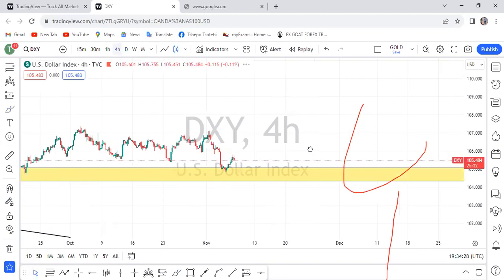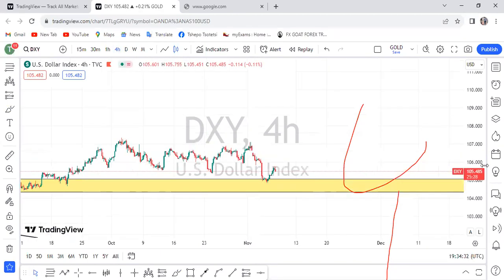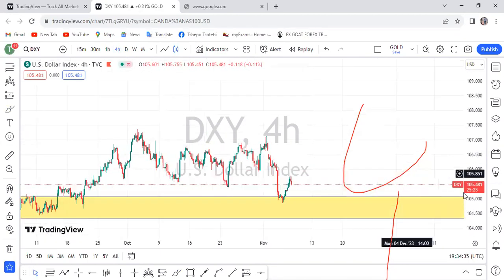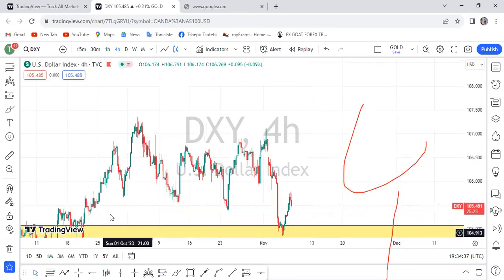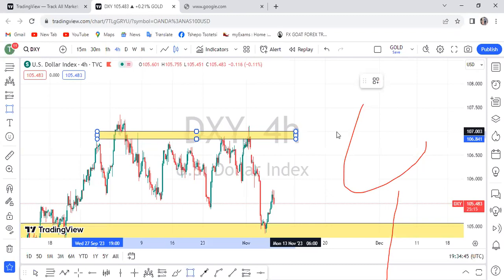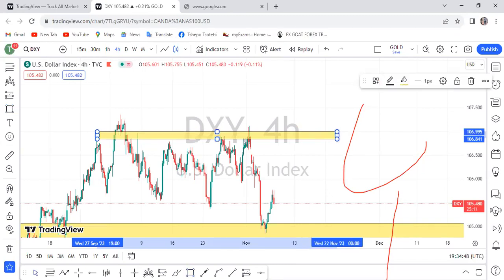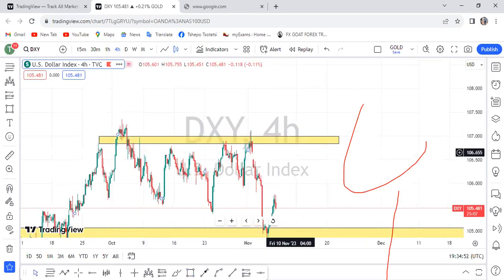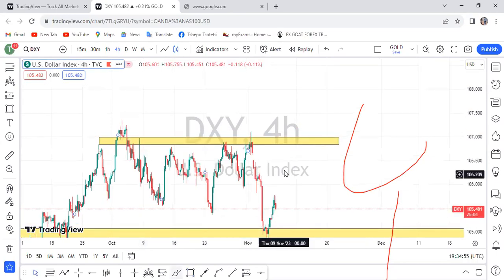On a 4 hour, we can see this level has been holding, but I won't take my buys until it breaks this level here. So now we can see, okay, we're in a ranging market because it's playing inside here. So we are in a ranging market on DXY.